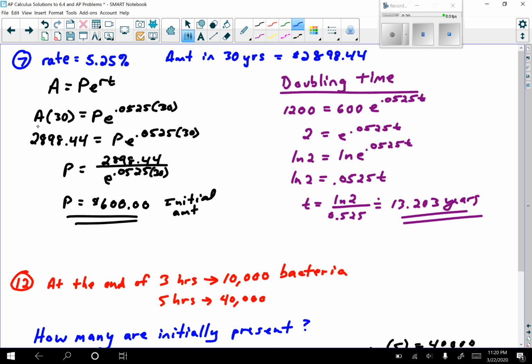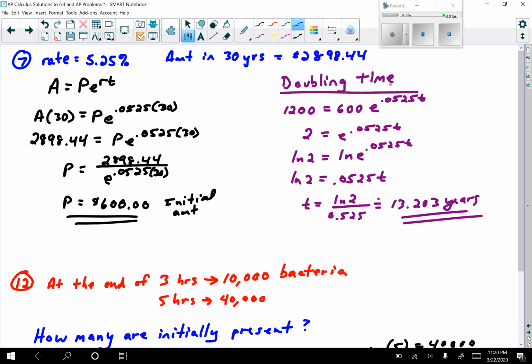So what I do is I substitute an A of 30. So 30 is going in for T. I already know the amount. We just need our principal amount. We know what the amount at 30 years is. So we have 2898.44 is equal to P times e to the 0.0525 times 30. And P is just equal to that amount at 30 divided by e to that exponent, and we should get exactly $600.